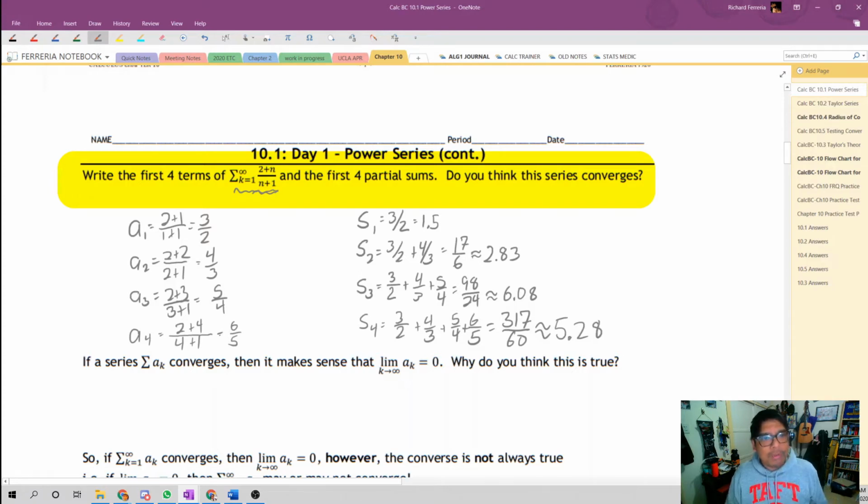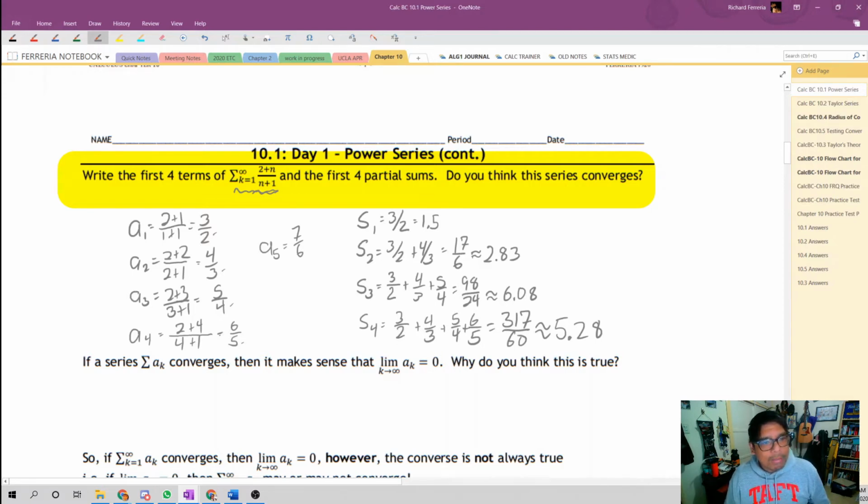So let's take a look here. Actually, before we get into that, I'm going to also note that I was really dumb here, because if I take a look at this, I should have seen the sequence of the numerator, 3, 4, 5, 6, over the sequence of the denominator, 2, 3, 4, 5. So without even doing any calculations, you should be able to figure out that a5 is going to be 7 over 6. So look out for that.